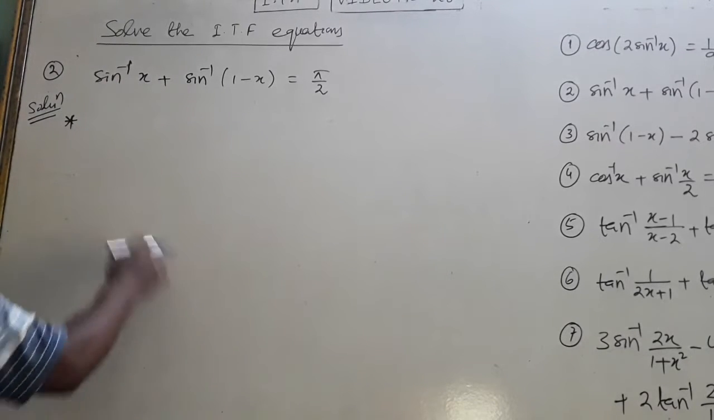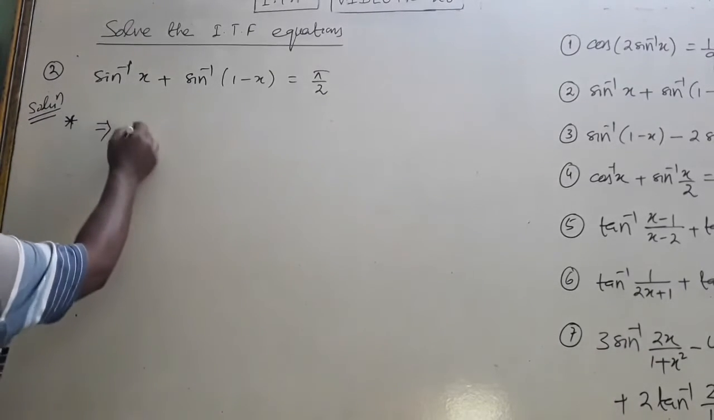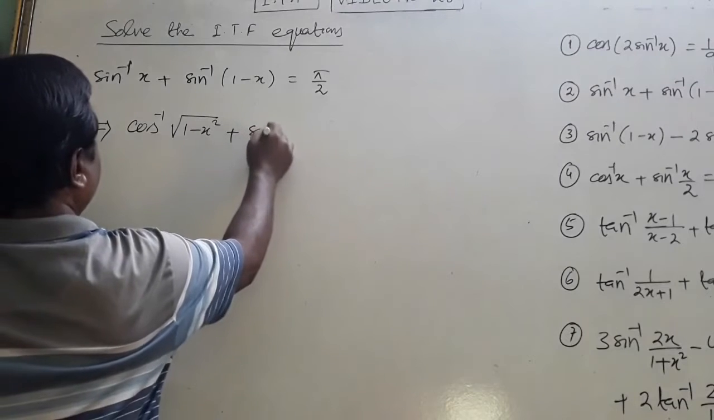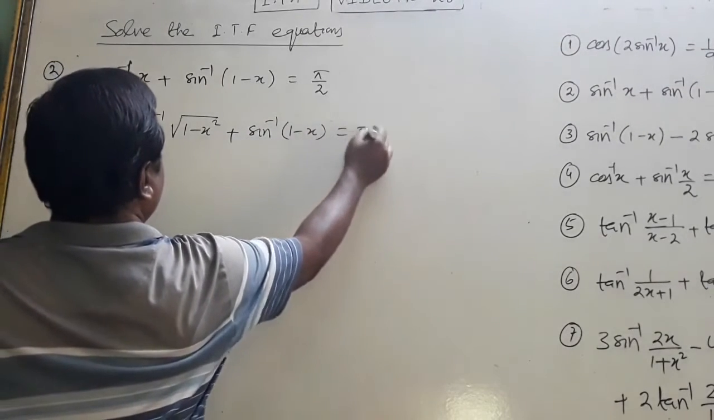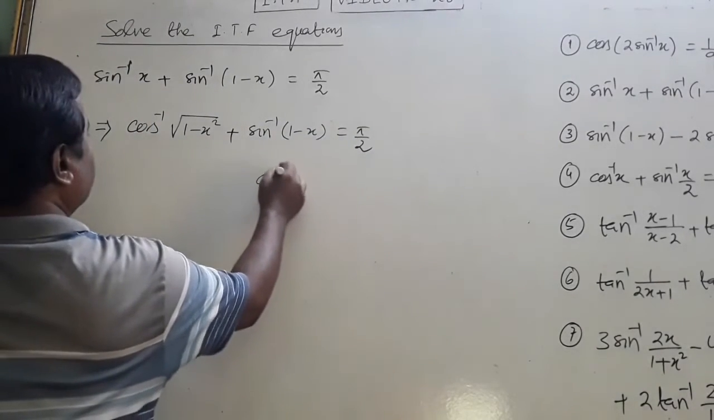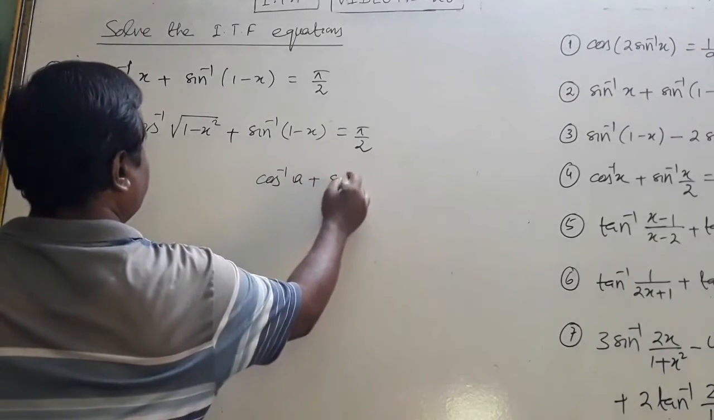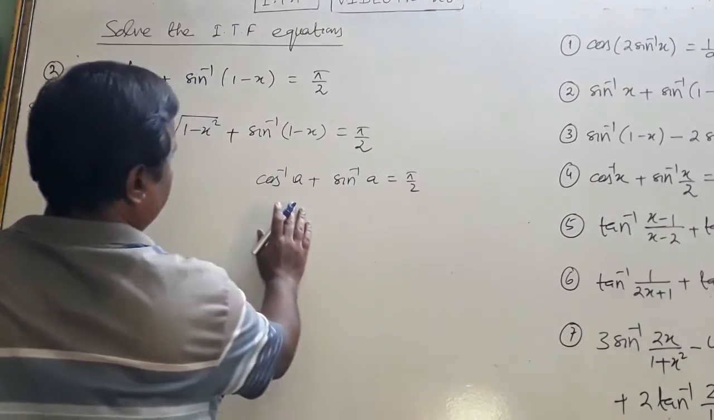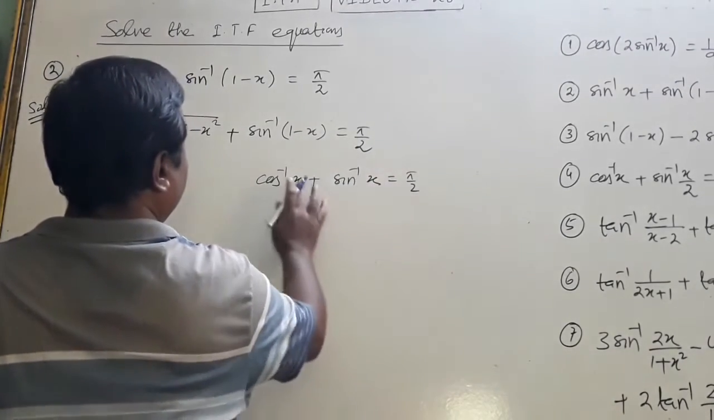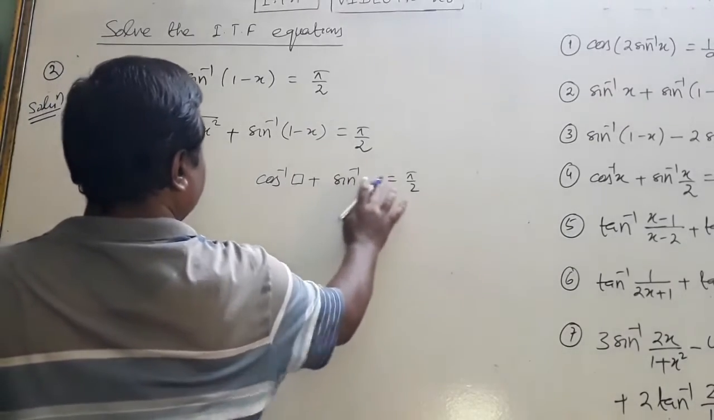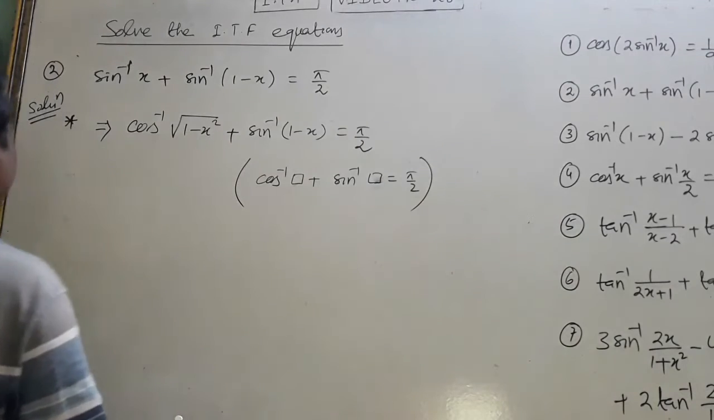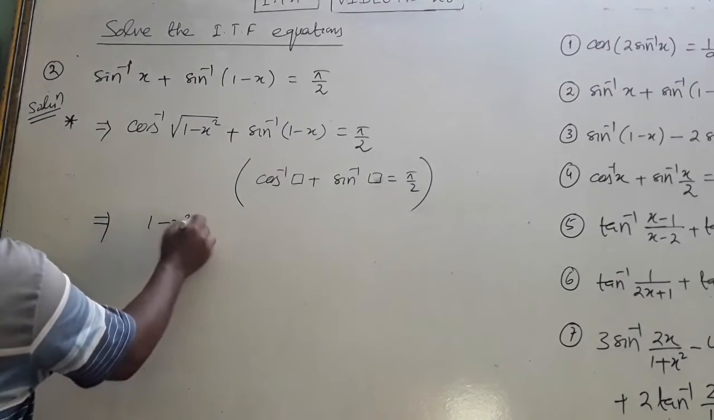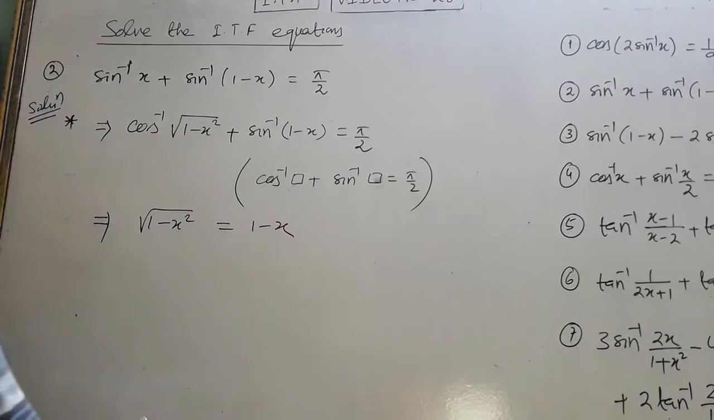Now look here. Tell me, what is sin inverse x in terms of cos inverse? Cos inverse of square root of 1 minus x square plus sin inverse of 1 minus x is equal to pi by 2. You know the formula cos inverse a plus sin inverse a is equal to pi by 2. Cos inverse x plus sin inverse x is equal to pi by 2. I am writing cos inverse of something plus sin inverse of the same is equal to pi by 2. So here the result is pi by 2, and so I can write square root of 1 minus x square is equal to 1 minus x. This is the shortest trick of this problem.